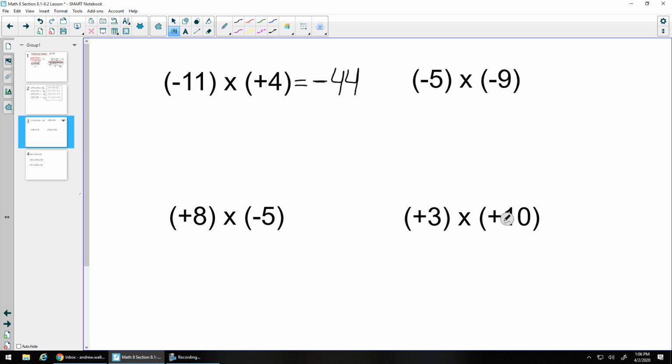I have -5 multiplied by -9. 5 times 9, I know, is 45. Is it positive or negative? I have a negative times a negative. Two negatives being multiplied together gives me a positive. That's our rule. I have positive 8 times negative 5. 8 times 5 I can do, which gives me 40.